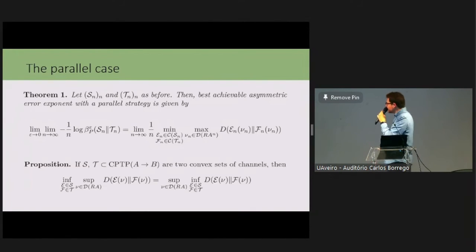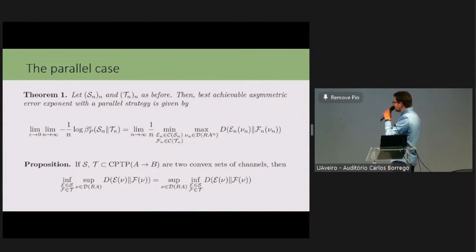Maybe very, very briefly how you prove this. I unfortunately don't have time to really go through the proof. But one of the key ingredients is this minimax formula here, where you show that the infimum over channels from convex sets commutes with the supremum over input states. If you have a reference system, the reference system is key.